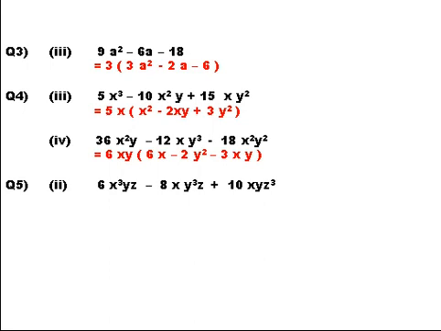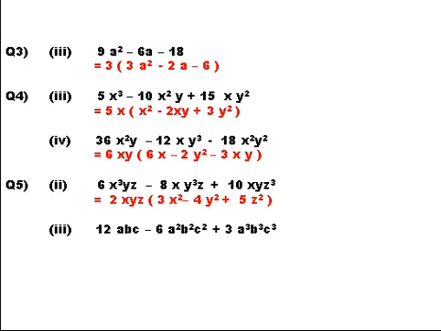It is 6x cube yz minus 8xy cube z plus 10xyz cube. Again, xyz is present in all the terms. So we are going to take among the variables xyz as common. 6, 8 and 10, all the three numbers come in the table of 2. So the highest common factor is 2. So we are going to take 2xyz common, and within the bracket we get 3x square minus 4y square plus 5z square as the answer.